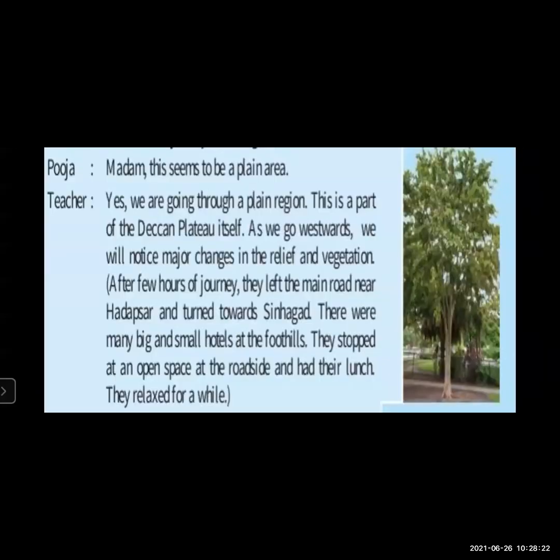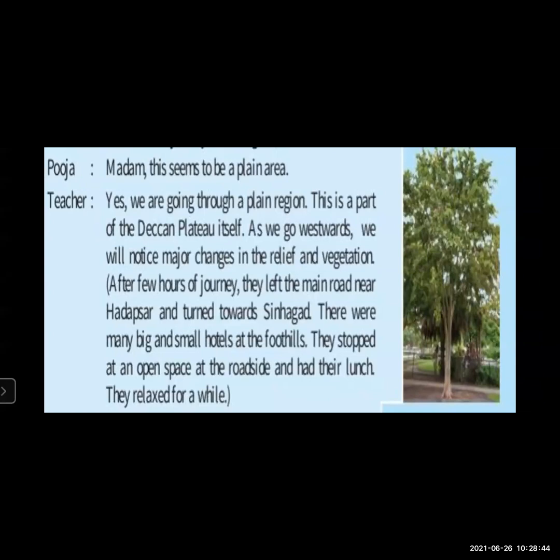Now, Pooja: Madam, this seems to be a plain area. I've explained to you what a plain area is. Teacher: Yes, we are going through a plain region. This is a part of the Deccan Plateau itself. As we go westwards, we will notice major changes in the relief and vegetation.